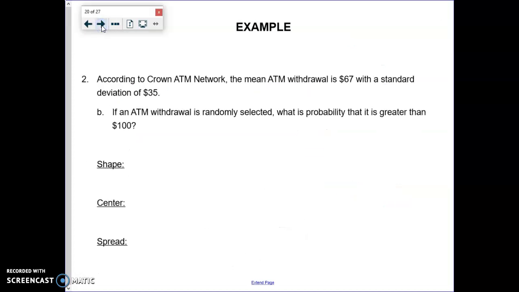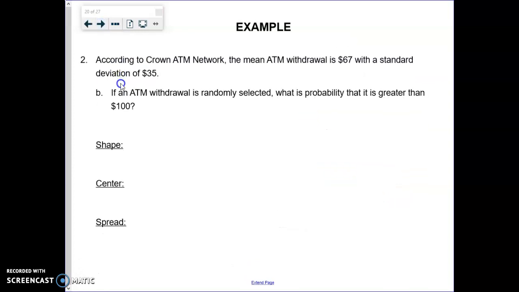Okay, same information stated before, but this time we're going to say if a single ATM withdrawal is randomly selected, what's the probability that it is greater than $100? Now, if we take a look at this, it's asking if a single ATM withdrawal is randomly selected. So in this case, n is going to be equal to 1. We're looking at a single ATM withdrawal from the population of ATM withdrawals. What's the probability that it is greater than $100?